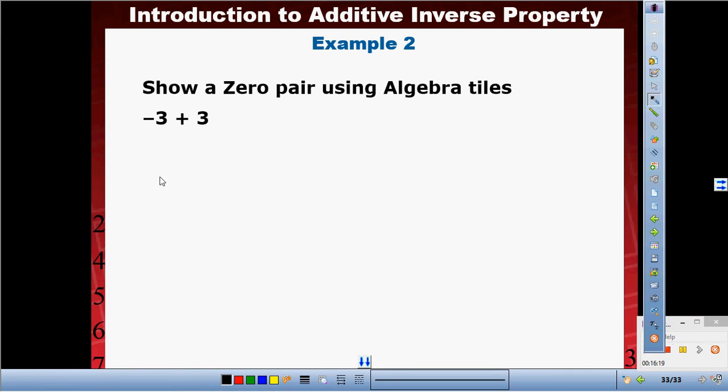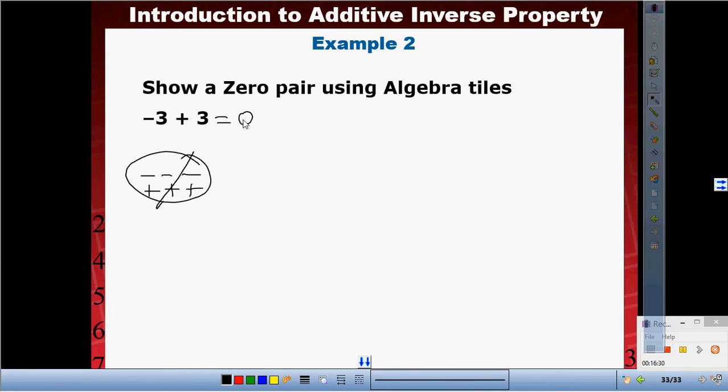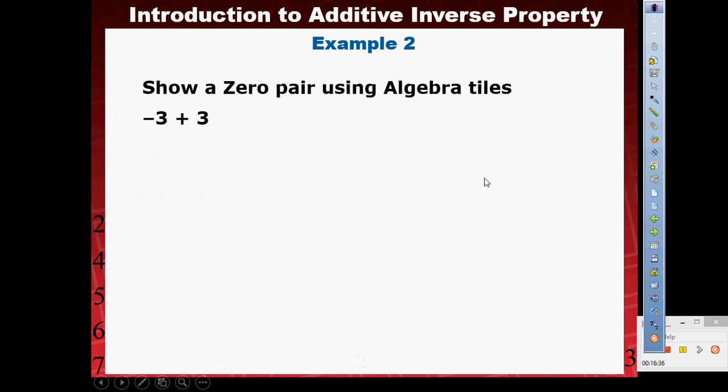Alright, so your picture should look like this. 1, 2, 3, 1, 2, 3. You circle this, and that is equal to 0. Hands up if you got that. Okay, so next, you're going to do this next one by yourself. Last one of these. Copy this. Example 3, negative 10 plus 10. So hopefully by now you already understand the process that we're using. Copy that, do that one by yourself, and then we'll share.